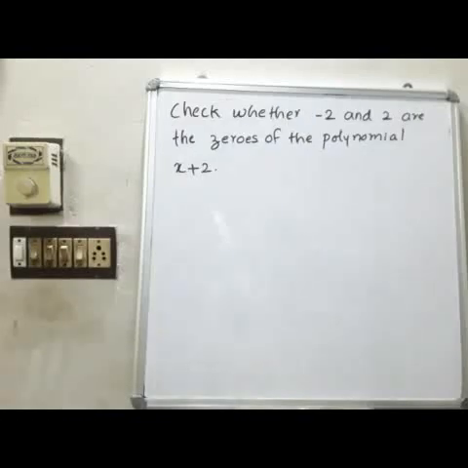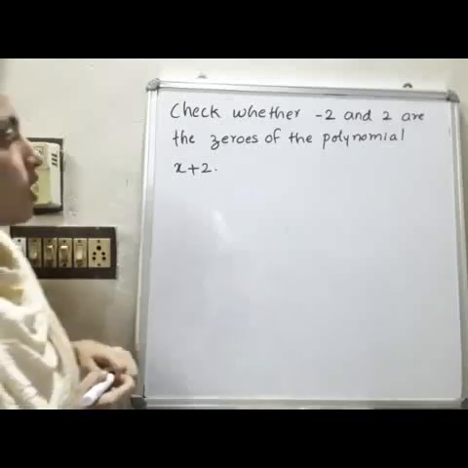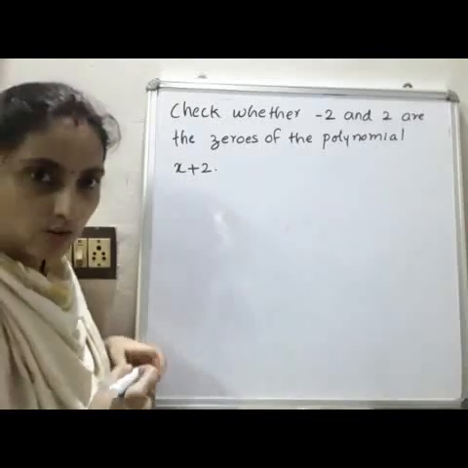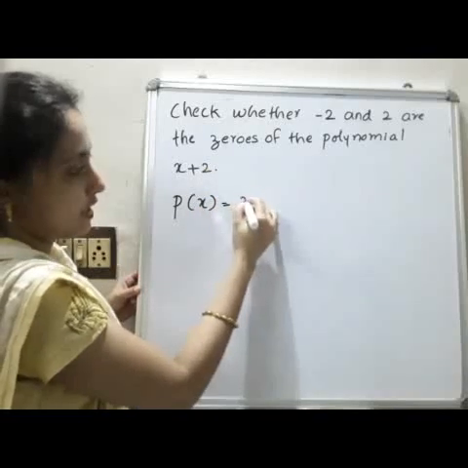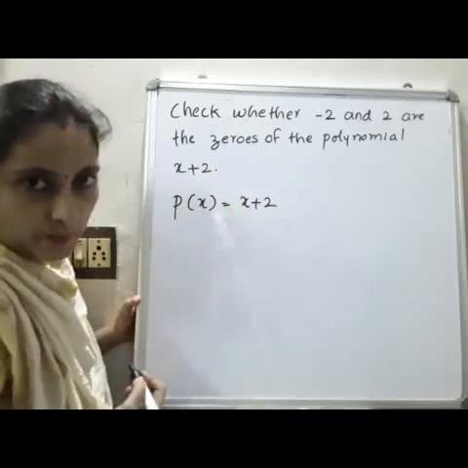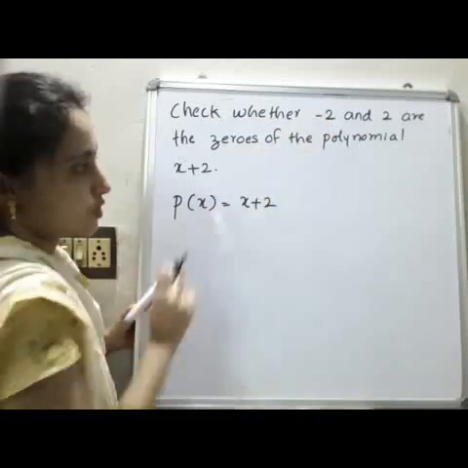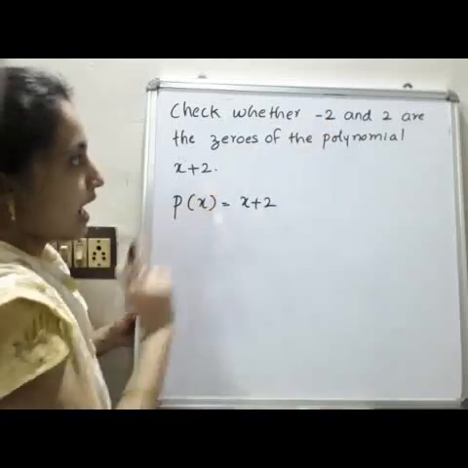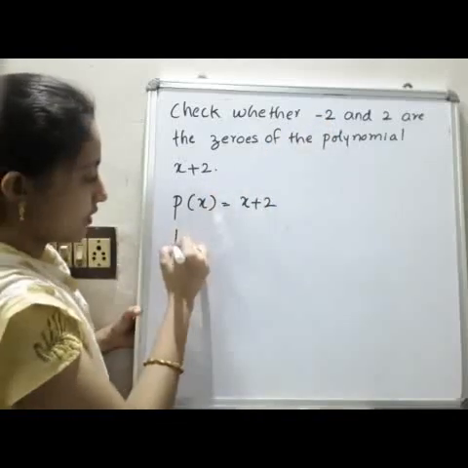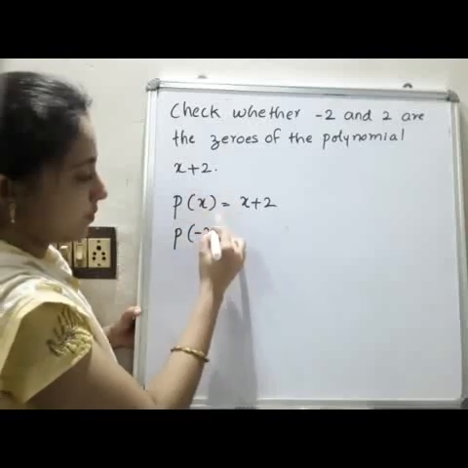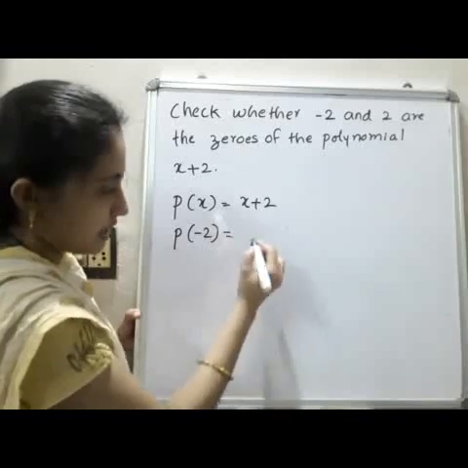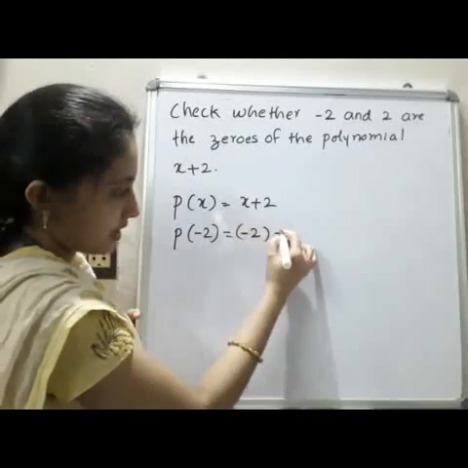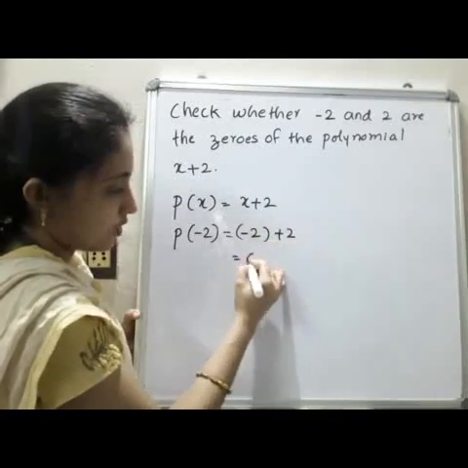Check whether -2 and 2 are the zeros of the polynomial x plus 2. That is our question. So first write p of x is equal to x plus 2. You have to find p of -2 and p of 2. The first one is p of -2. Replacing x by -2, we get -2 plus 2. What is -2 plus 2? That is equal to 0.